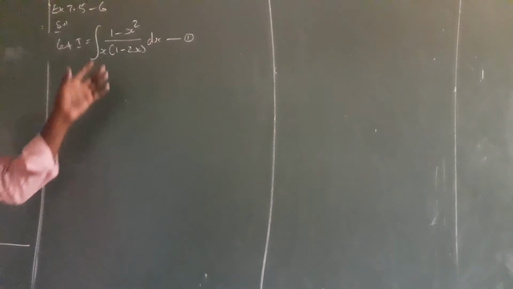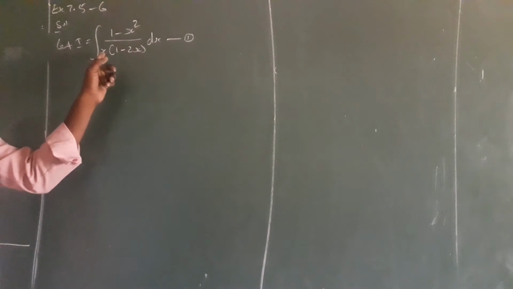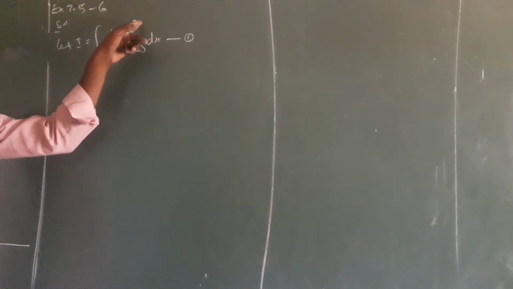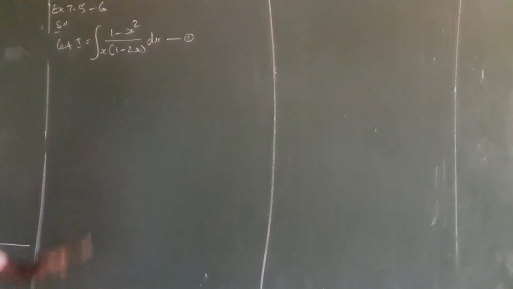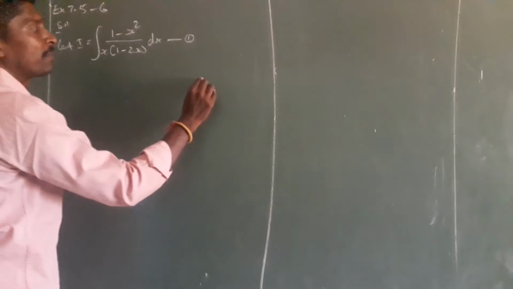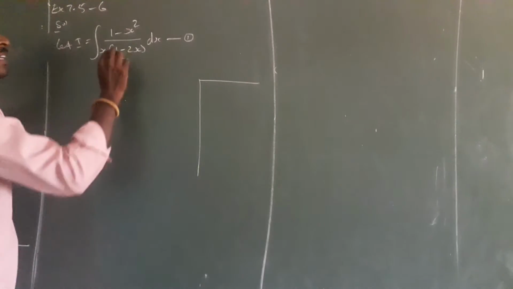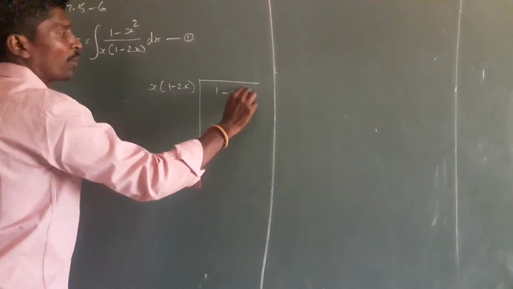So how to check? It's the only way: check the power of x. Here when multiplying, x squared will come, here also x squared. So the powers are equal, so it is not a proper fraction. It's an improper fraction. So what am I going to take? Just write it and divide: x into 1 minus 2x, divided into 1 minus x squared.